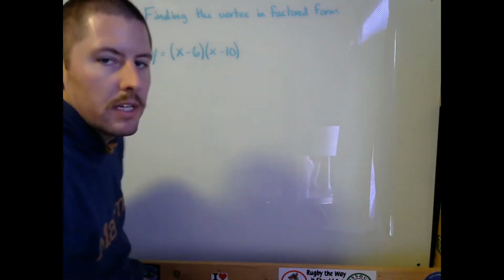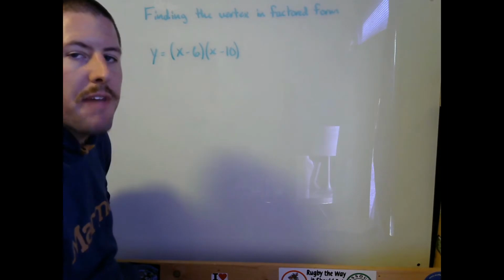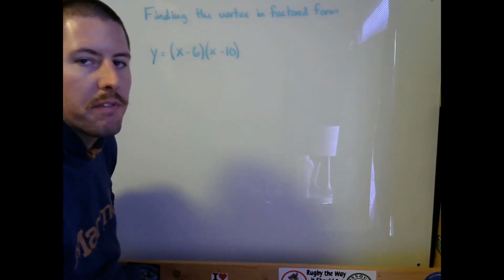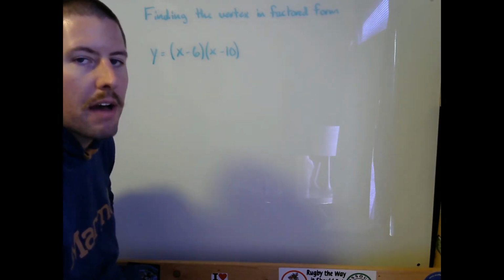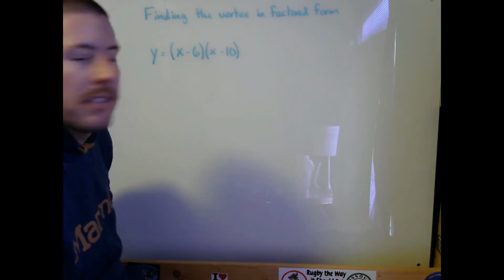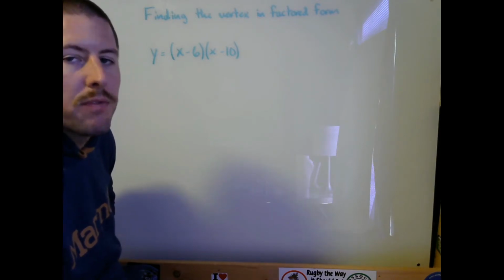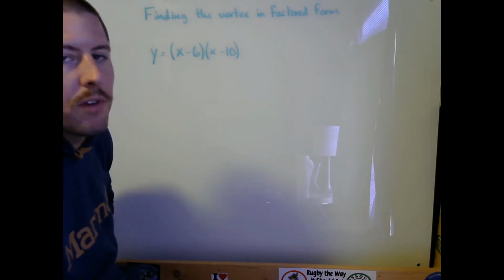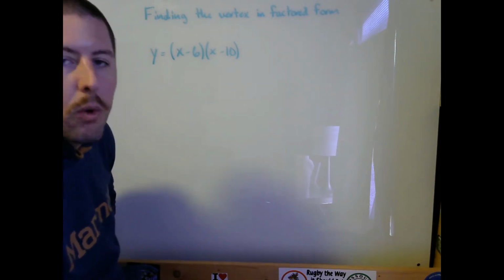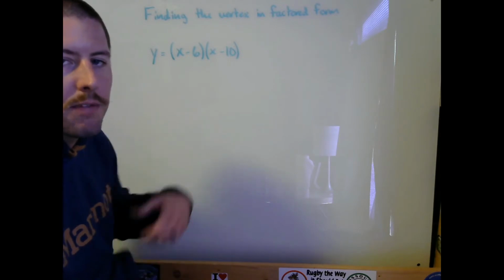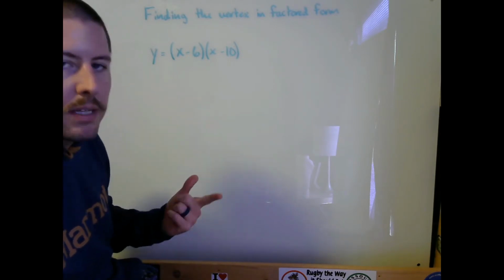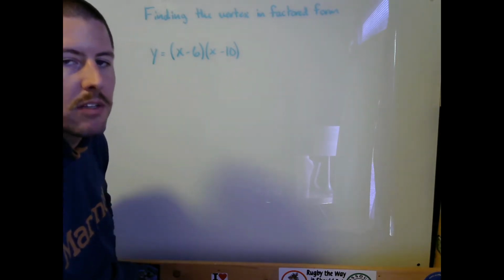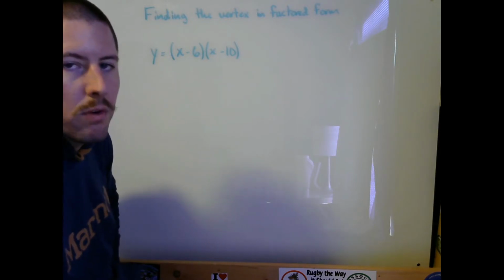Again, what we're interested in identifying here is if we're in factored form, can we identify where the vertex location is on a graph? The reason why this is a little bit tough is because factored form is built to tell us about roots. It's not built to tell us about the vertex. That's what vertex form is for. What I don't think I want to do here is first FOIL this out, then complete the square so that I can identify my vertex location. That sounds like a bunch of work, and I'm trying to avoid doing that.